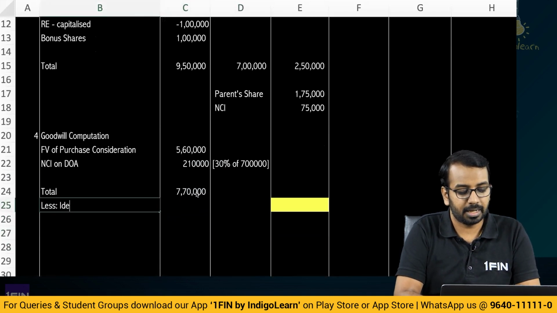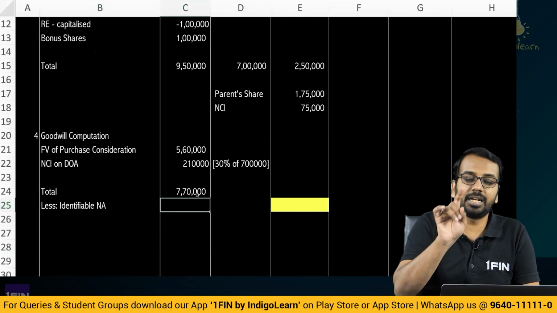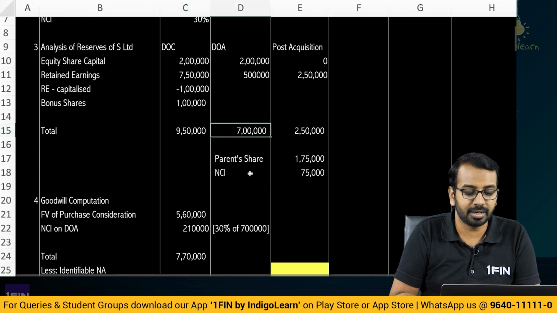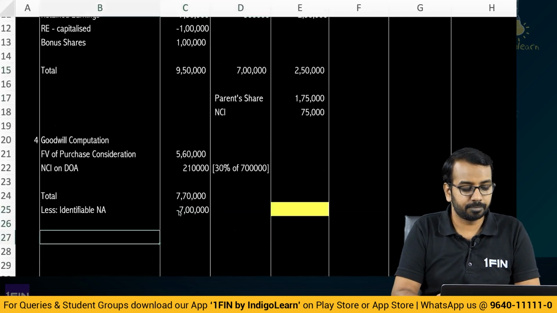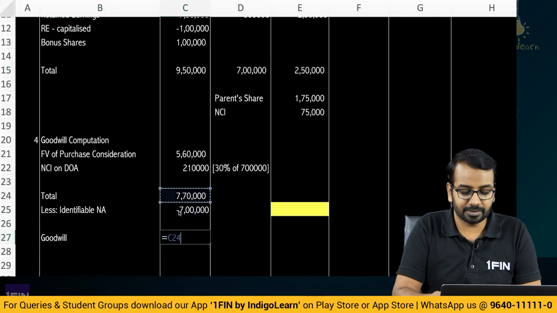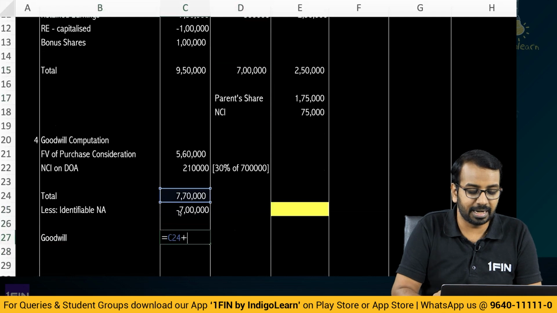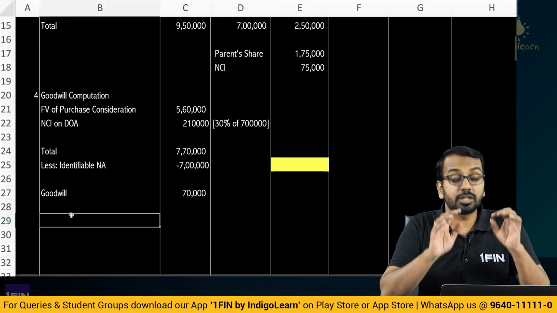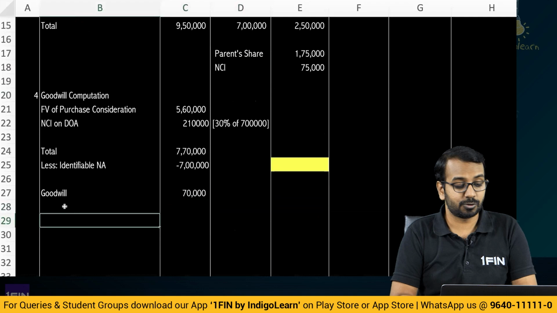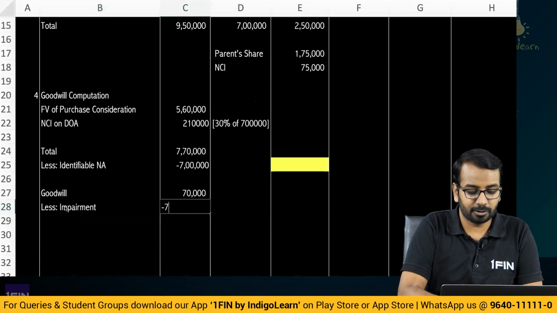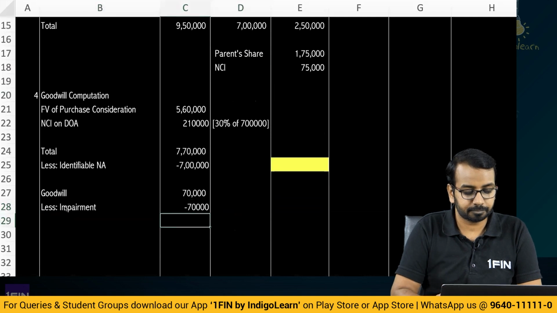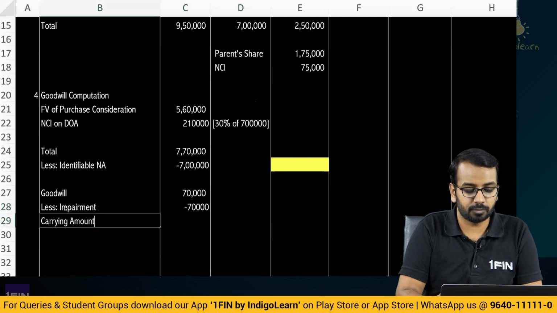Less identifiable net assets. What is the identifiable net asset? Identifiable net asset is what we have calculated here, 7 lakhs. So, you will say minus 7 lakhs. So, goodwill is 7,70,000 minus 7 lakhs, we get 70,000. Now, this goodwill is fully impaired as per the question. So, you would say less impairment 70,000, and the carrying amount will be 0.